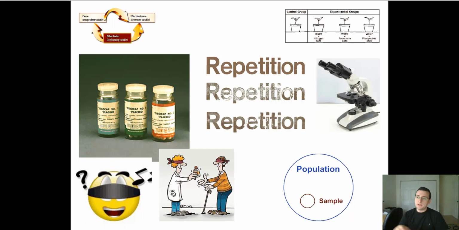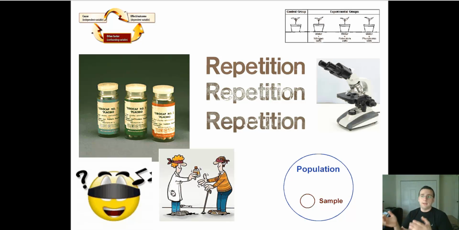These things are great because they make sure that the results are valid. Another important thing to make sure that your experiment is valid is to use proper sampling techniques. The thing is that when you're studying something, usually the population is too big for you to examine everybody.